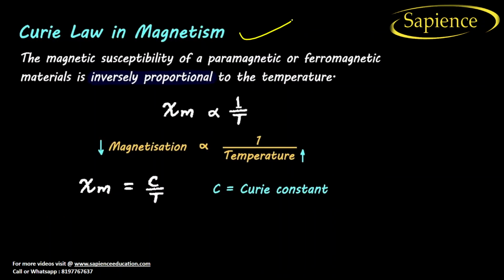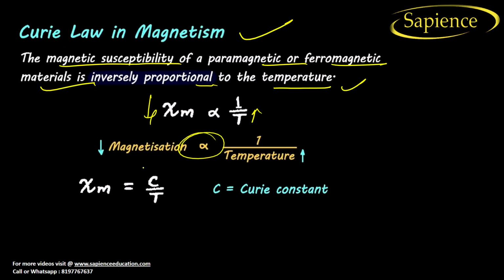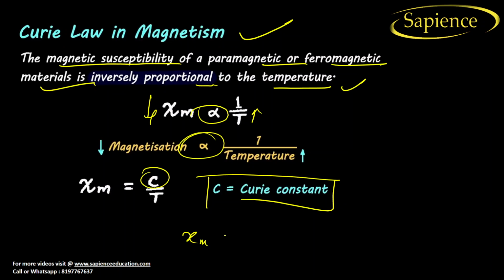Now, Curie law of magnetization. The magnetic susceptibility of a paramagnetic and ferromagnetic material is inversely proportional to the temperature. It means that as you increase temperature, the susceptibility will decrease. So from here, we can remove the proportionality sign. So we will get C, and this C is known as the Curie constant. So Xm, the susceptibility, is equal to C by T. So you need to remember this.